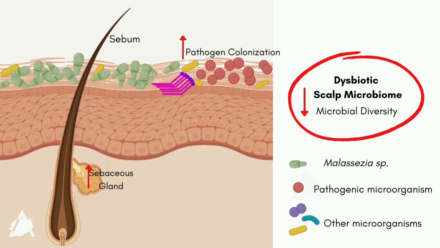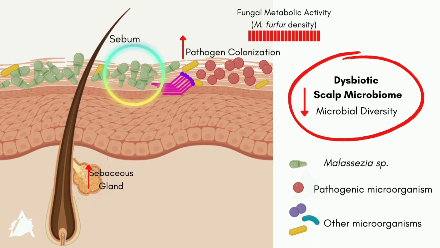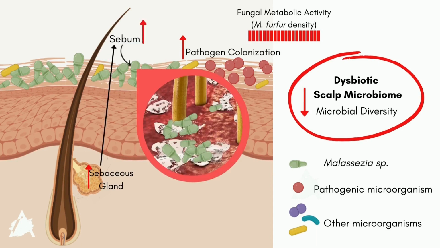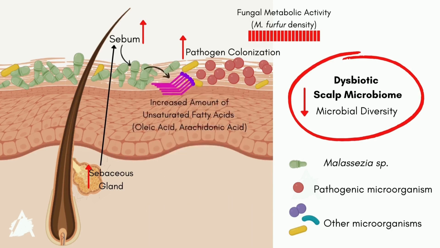In dandruff, due to the dysbiotic scalp microbiome and increased activity of the sebaceous gland, increased Malassezia colonization is observed. Because of the higher sebaceous gland activity, increased sebum content is observed as well, and Malassezia utilizes saturated fatty acids of sebum, which causes an increased amount of unsaturated fatty acid accumulation on the scalp.